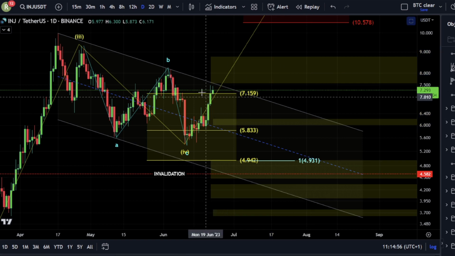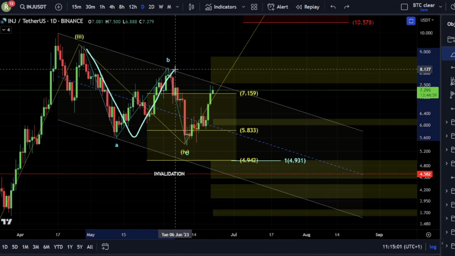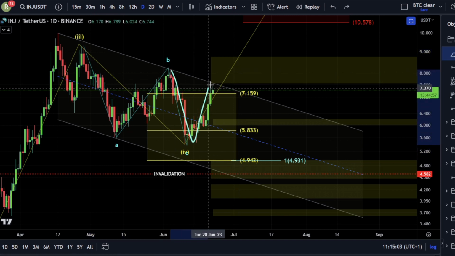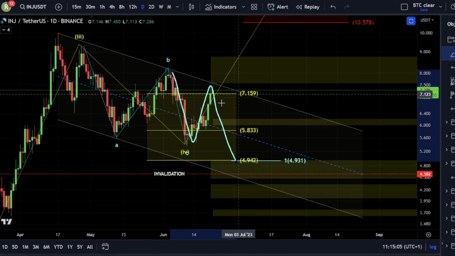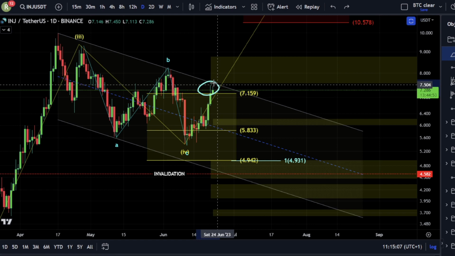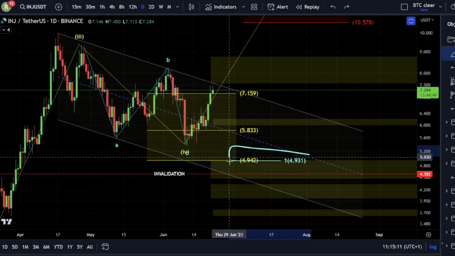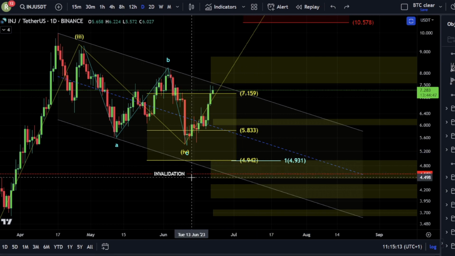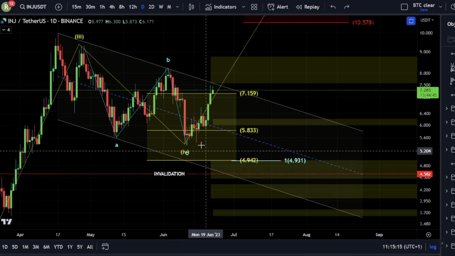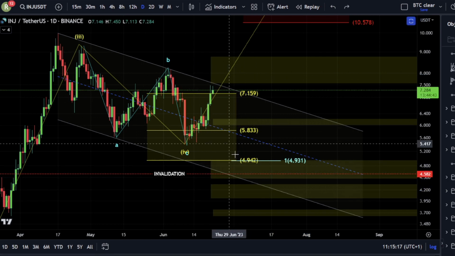Now, the way I'd be looking at this would rather be W, X, and Y here, where this would become A, B, and C. So we need to be aware there is still that possibility that we could see price push down here one more time, looking to target this $4.94. Like I said, invalidation is at this $4.58. So if we do push down here one more time, we'd have to be cautious we're not in the bearish count.